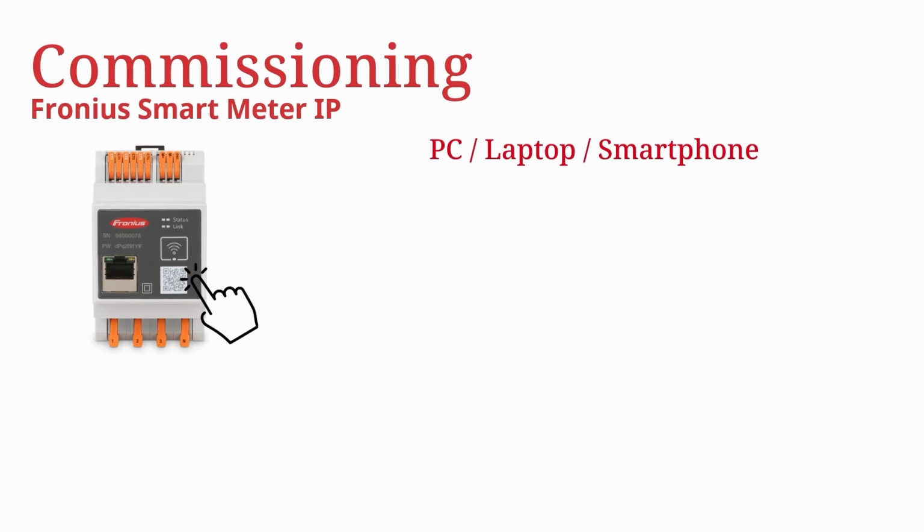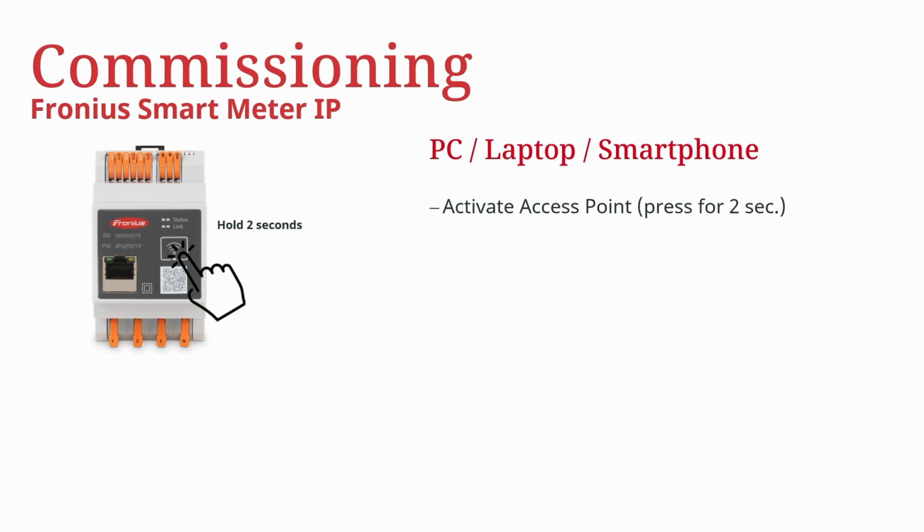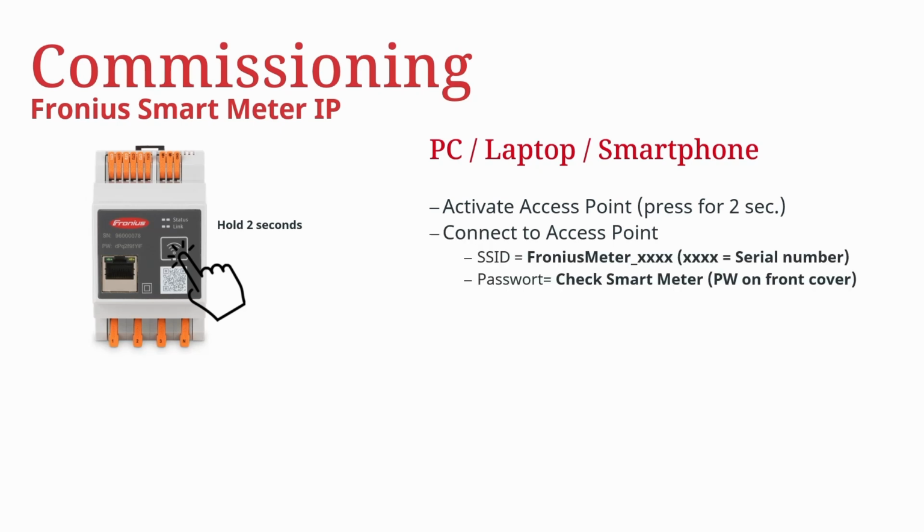Now regarding the static commissioning, for example with a PC or a laptop, you have to hold the Wi-Fi button again for 2 seconds. Then the access point of the Smart Meter IP will be opened. Connect to the access point. Therefore, you have to look for the SSID Fronius_Smart_Meter and the serial number. The password is also mentioned on the front of your cover, on the Smart Meter IP itself.